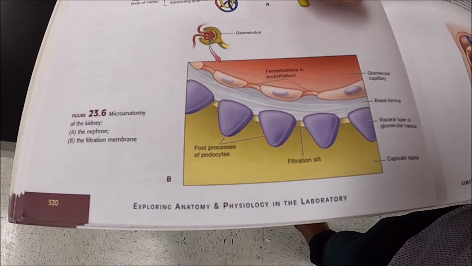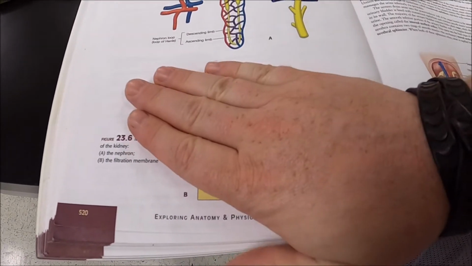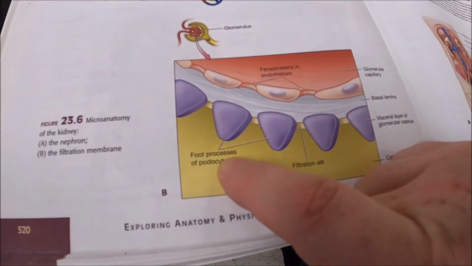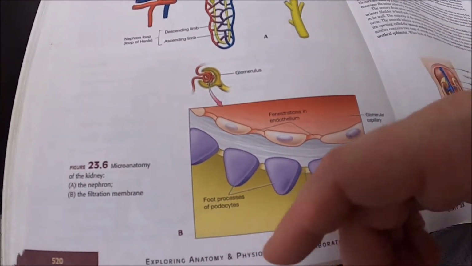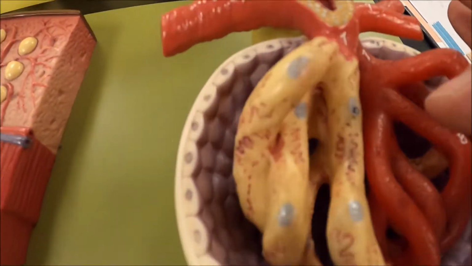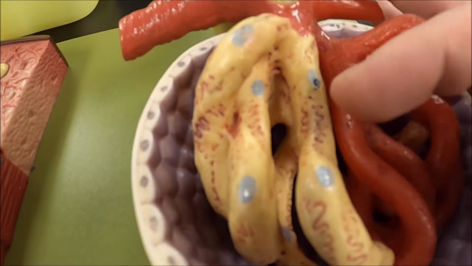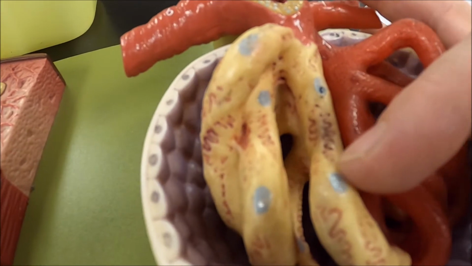Where does it talk about the podocytes? This is a podocyte, what that is. But I guess here we go. So, foot of a podocyte process. And regardless, what I want you to see are these. They're trying to show you these podocytes and then these filtration slits.